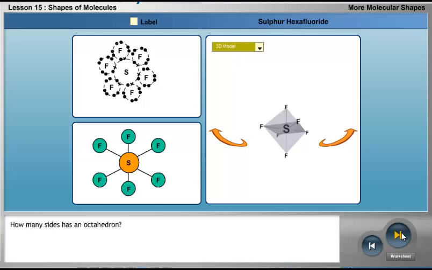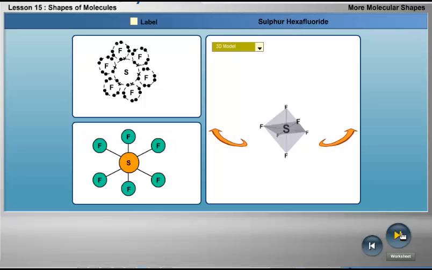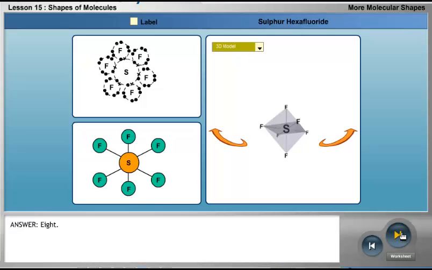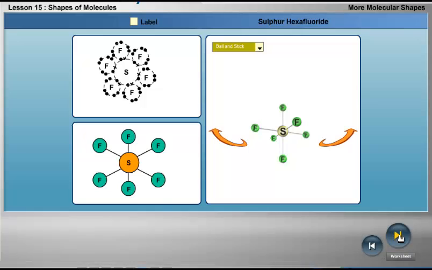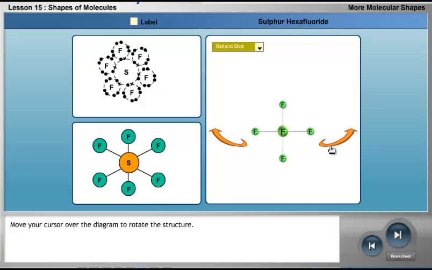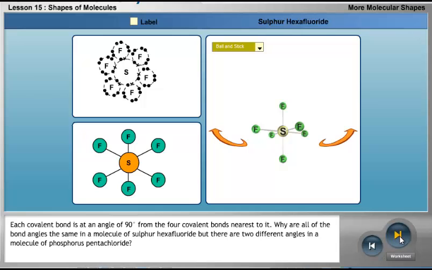How many sides has an octahedron? Answer: 8. Select Ball and Stick from the drop-down menu. Move your cursor over the diagram to rotate the structure. Each covalent bond is at an angle of 90 degrees from the 4 covalent bonds nearest to it.